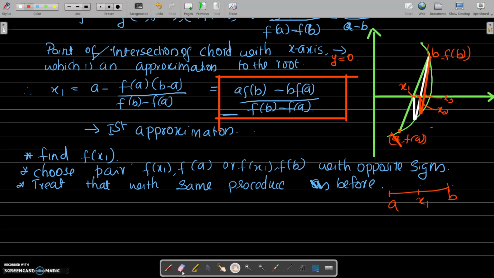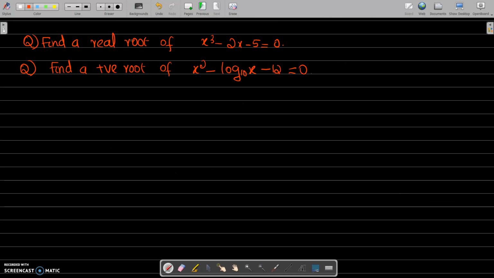Next we have to do a problem based on this. Next we have to solve some problems. These 2 problems we can solve in the next lecture. Okay, thank you.